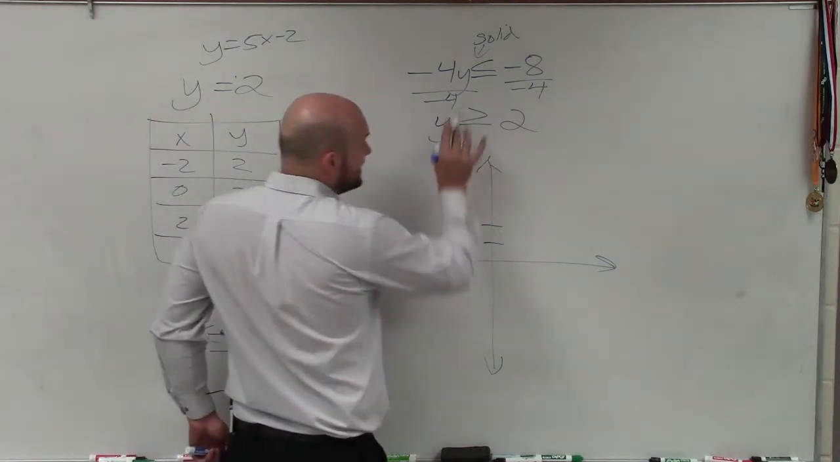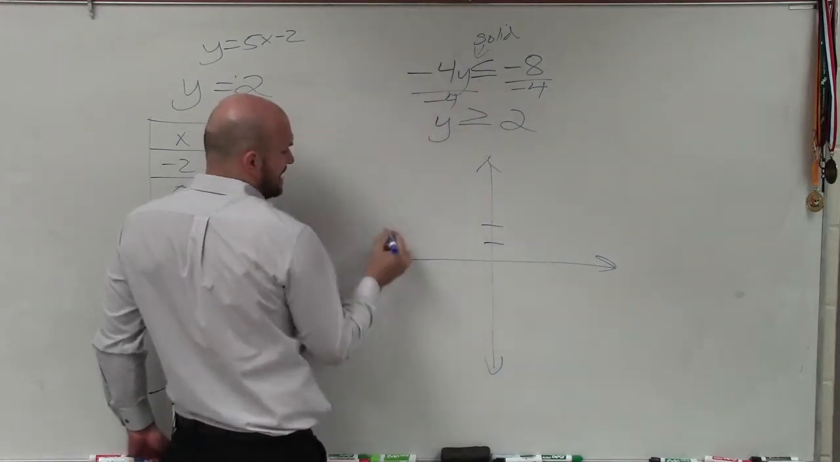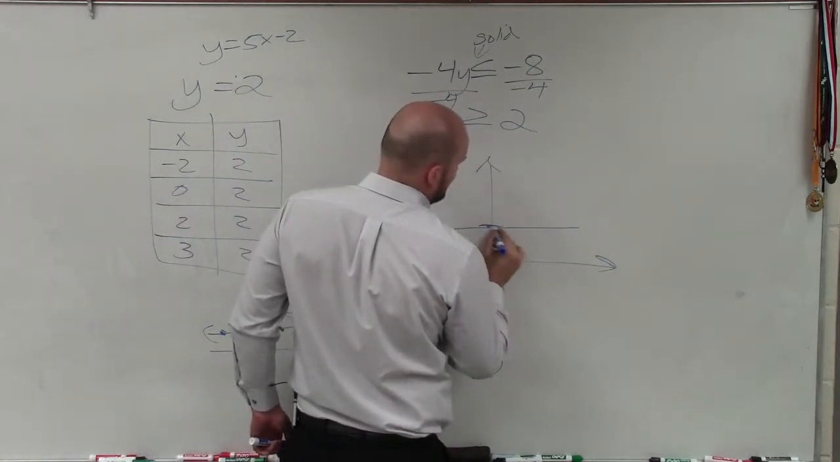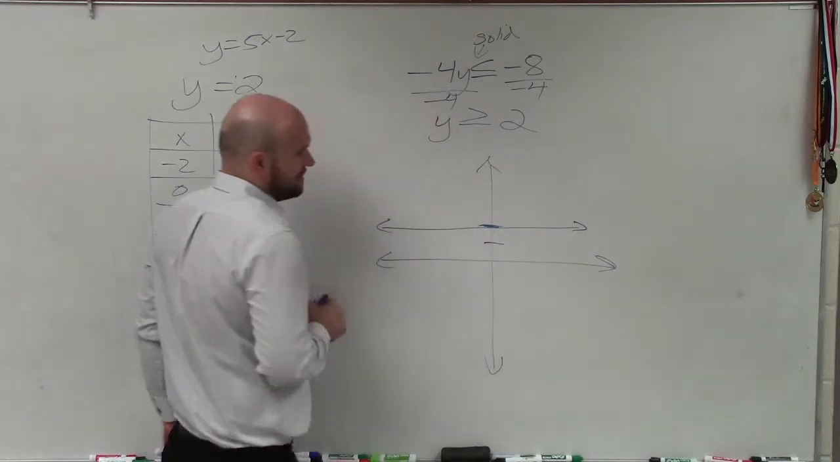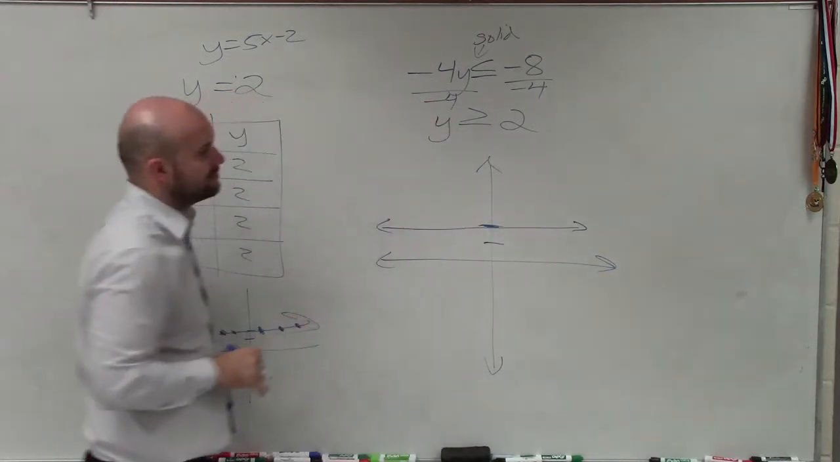So my inequality is going to be the exact same. And since it's solid, it's going to be a solid line. Let's make 2 right there. OK, so that is my inequality for y is greater than or equal to 2.